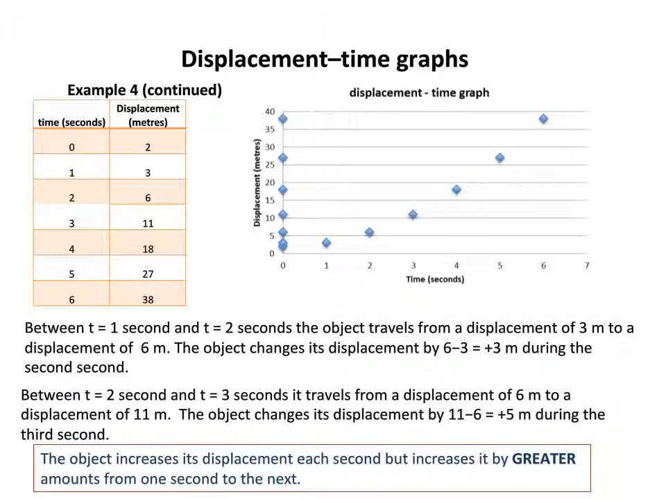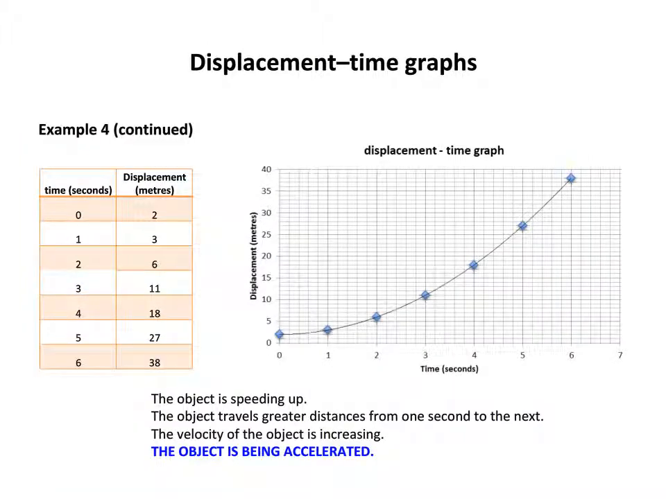But between the second and third seconds, it travels from 6 meters to 11 meters. So in this interval, the object changes its displacement by 5 meters. So it's increasing its displacement each second by greater and greater amounts. Clearly, the object is speeding up. It's traveling a greater distance from one second to the next. So we say that the velocity of the object is increasing, or the object is being accelerated.